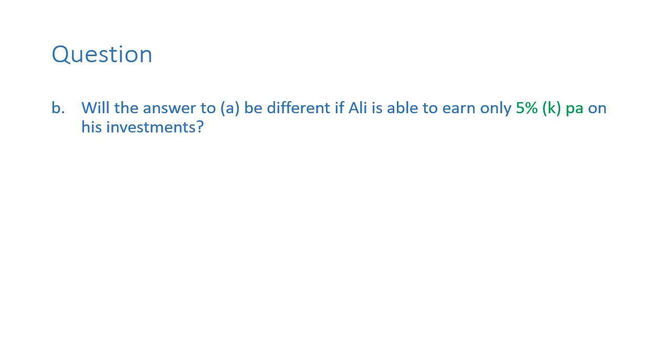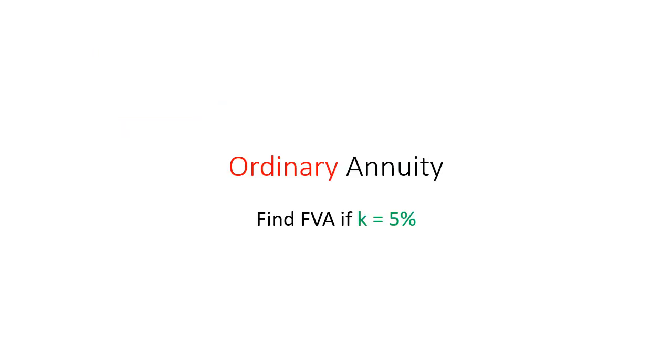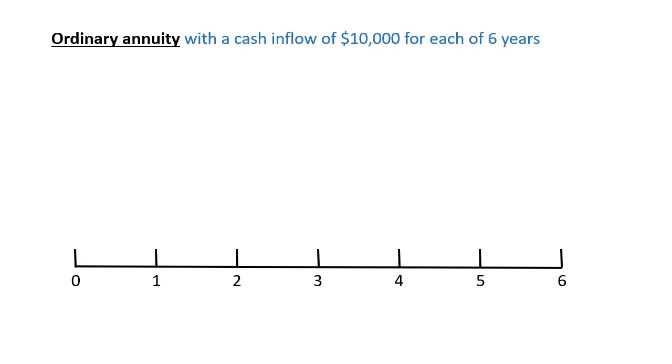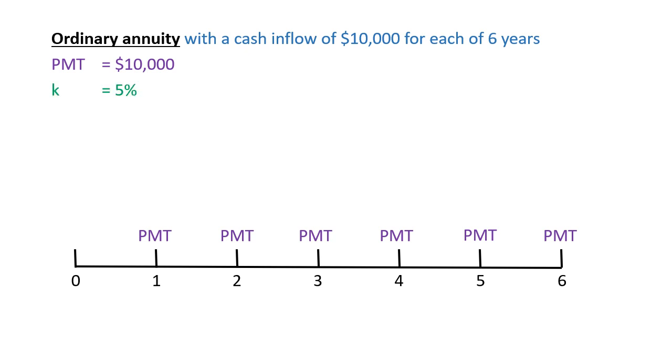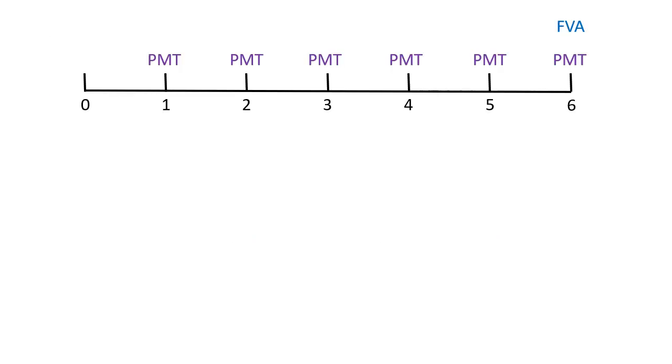Now we'll find FVA if K equals 5%. Ordinary annuity with a cash inflow of 10,000 for each of 6 years. PMT is 10K. Take note, this is an ordinary annuity. It occurs at the end of each period. K is 5%. N is 6. Find FVA, the future value at the end of 6 years.